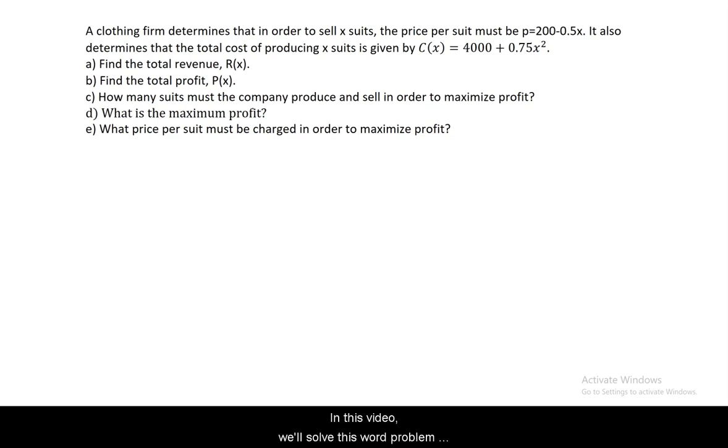In this video, we'll solve this word problem by finding the absolute maximum value. We're given the price of each unit, each suit, and we know producing x suits, the cost is C of x, this function. Okay, so part A, we want to find the total revenue, R of x.